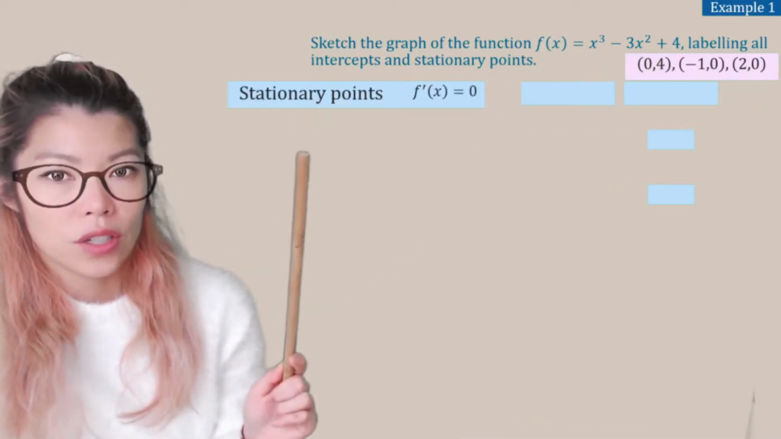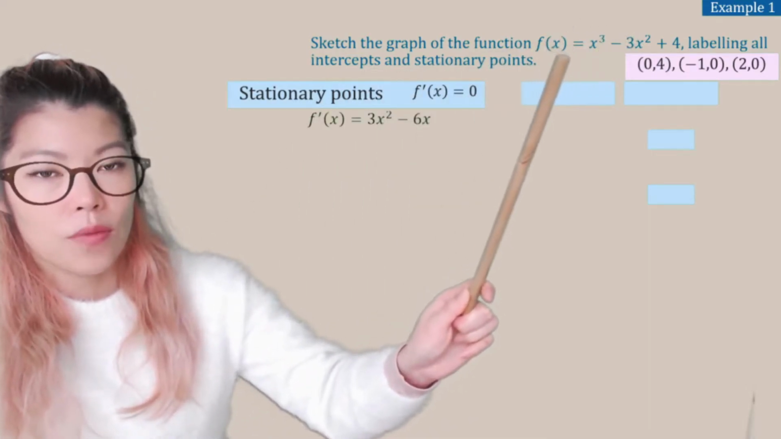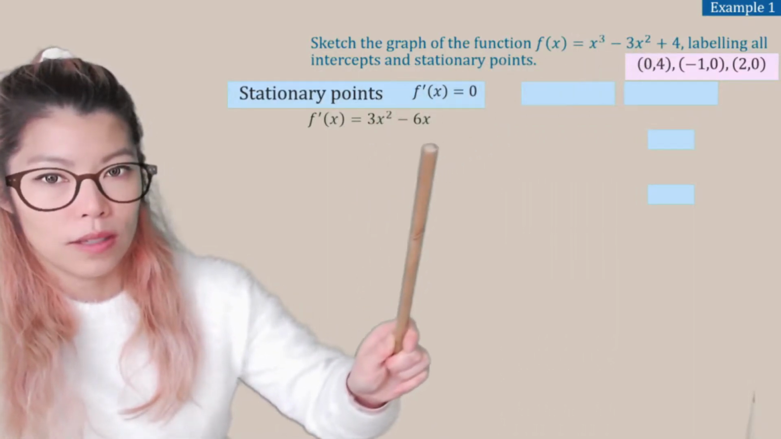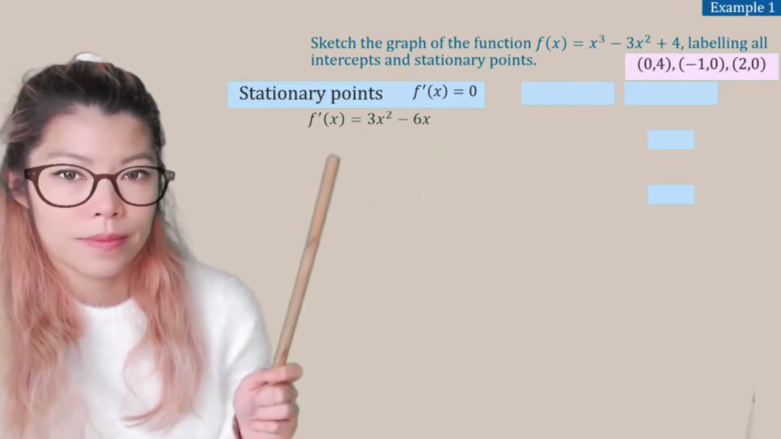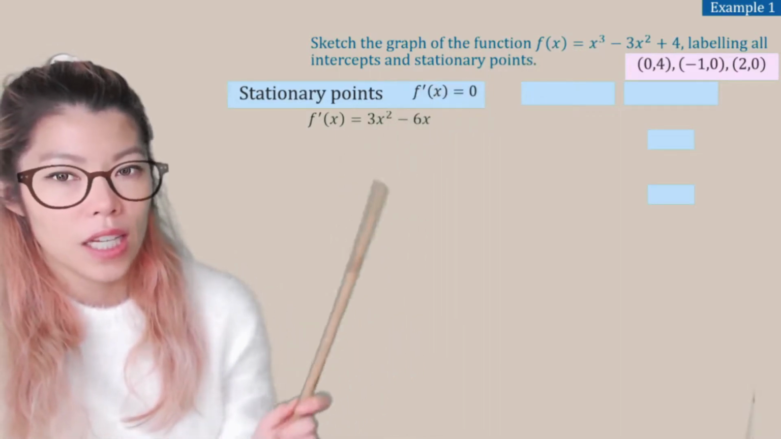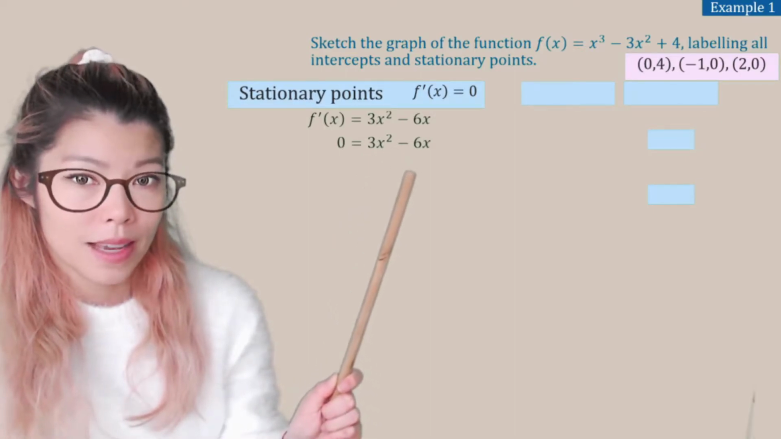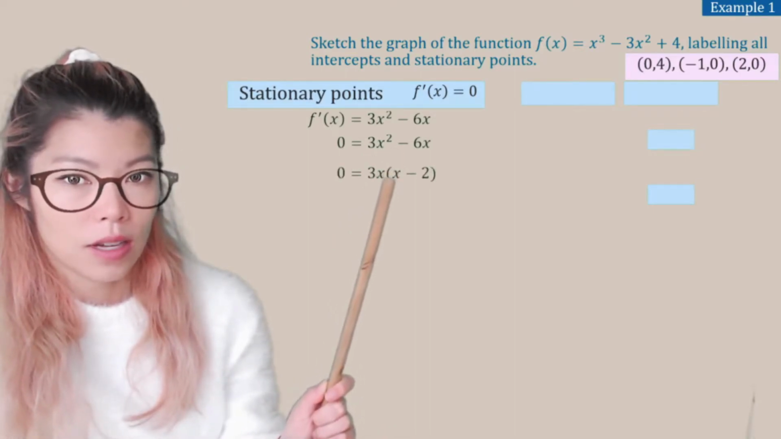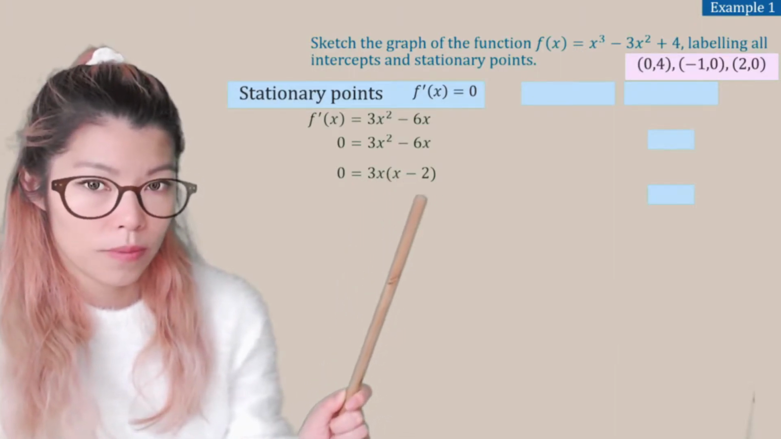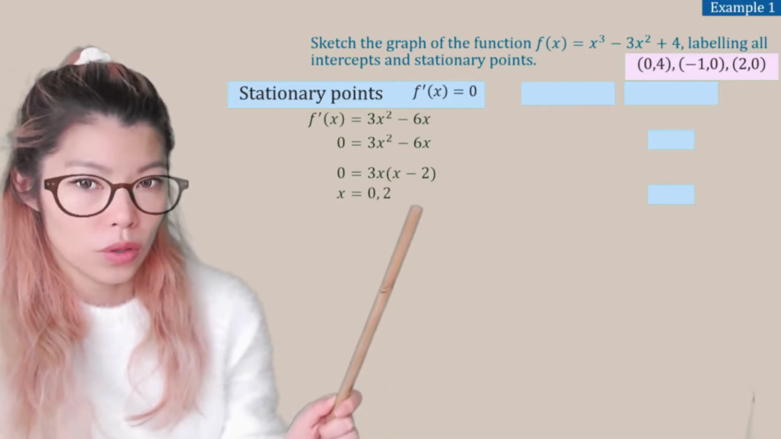Now let's look for the stationary points, where the gradient is 0. So let's find the gradient. Bring the 3 down, we have 3x, 3 minus 1 is 2, and then 3 times 2 is 6, so -6x. So 3x^2 - 6x is the derivative. Now we let it equal 0 to find the stationary points. So 0 = 3x^2 - 6x. You can take the x and the 3 out as a common factor: 0 = 3x(x - 2). So now x is equal to 0 or 2.